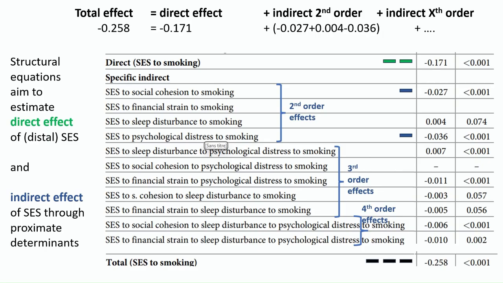In this example, the direct effect accounts for approximately 66% of the total, the second order effects for 23%, and the remaining orders for 11%. The total effect of SES would therefore be underestimated by 1/3 if all variables were naively included in the model without taking into account their mediating role.